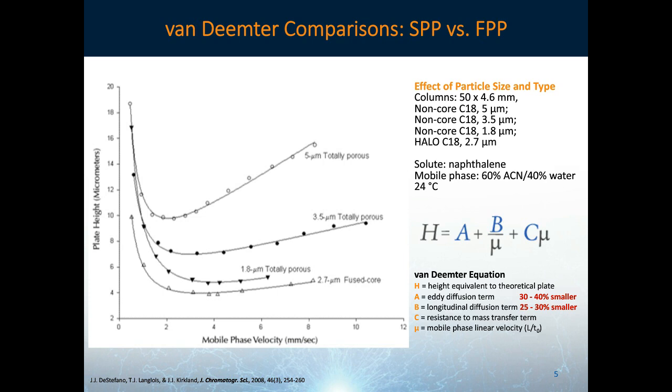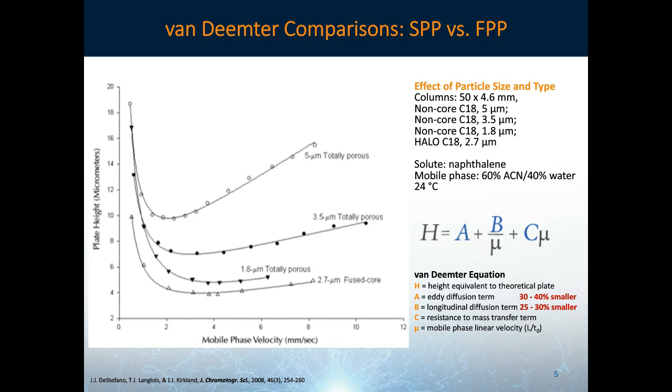And look at the huge difference between the 2.7 micron fused core trace compared to the 5 and the 3.5 micron totally porous particle traces. This is where we have increased efficiency, and you can also see how those 5 and 3 micron traces start to increase in their slope as you get to the higher mobile phase velocities. And what that means is when you try to run those columns at faster flow rates, you may start to lose resolution, and that could keep you from using fast flow rates to increase your throughput.